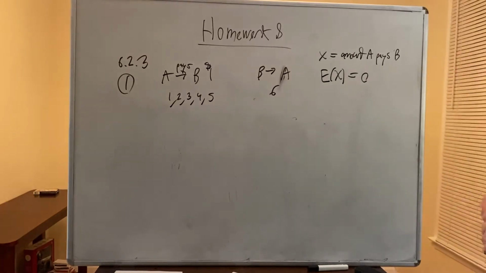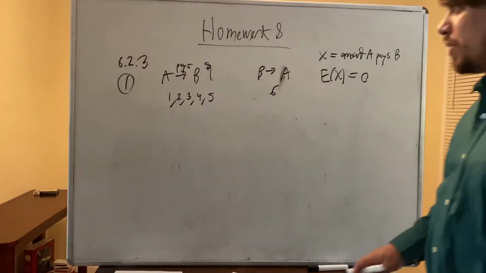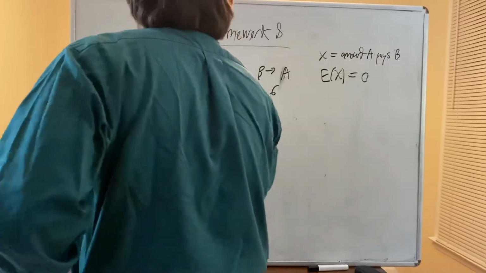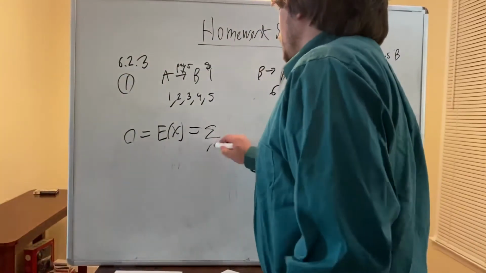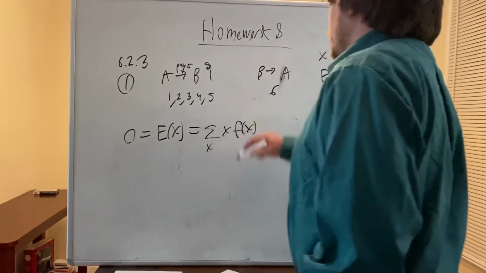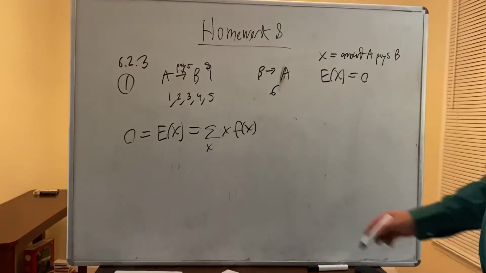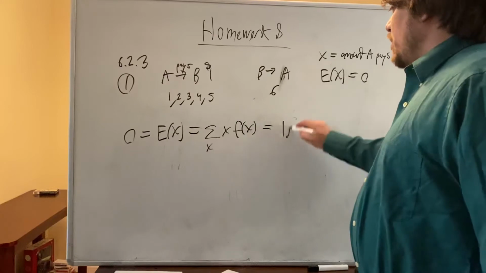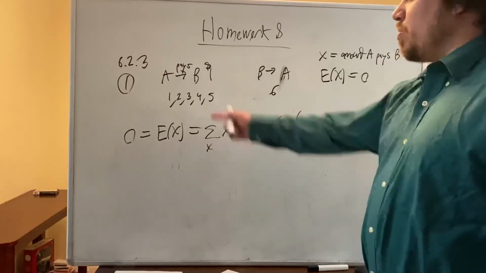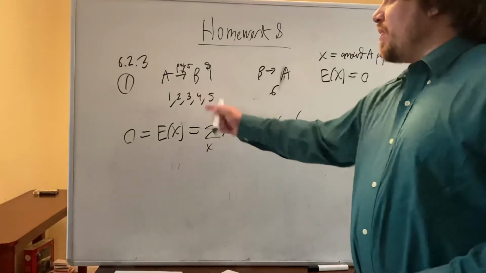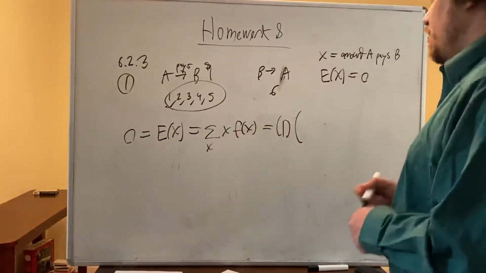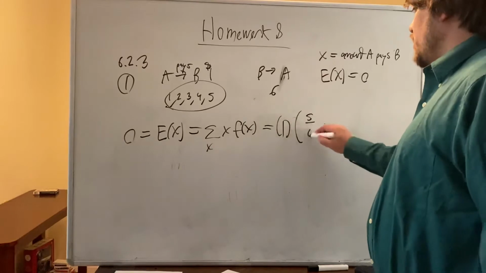Okay, so the amount A pays B, that's x. The expected value of x, which is 0, is equal to the sum over all possible values of x times f of x. One possible value of x, the amount A pays B, is $1, and that $1 is times the probability, which is 5/6. 5 of the 6 numbers are numbers that when you roll them, A pays B $1. So there's a 5/6 chance of that.